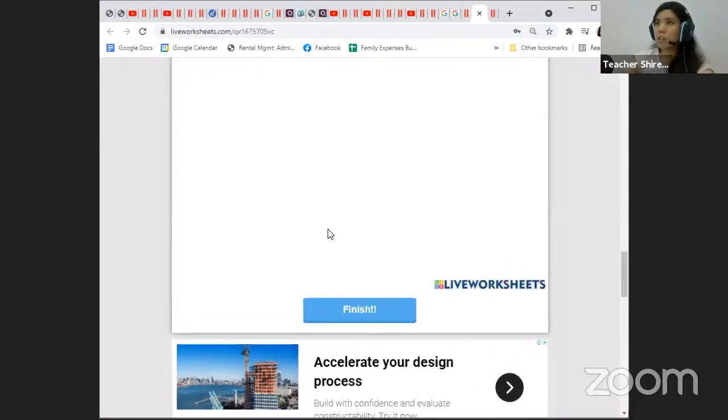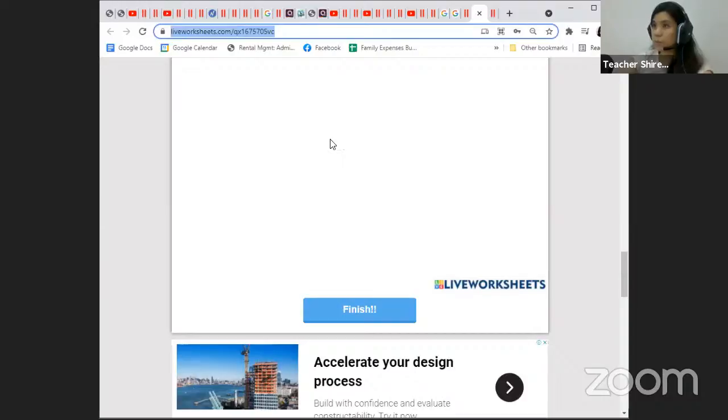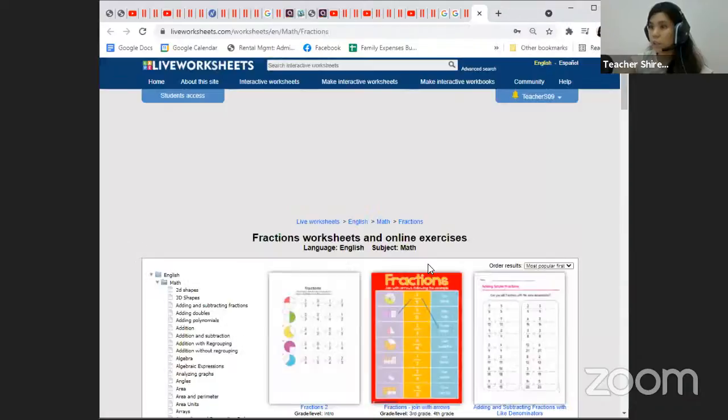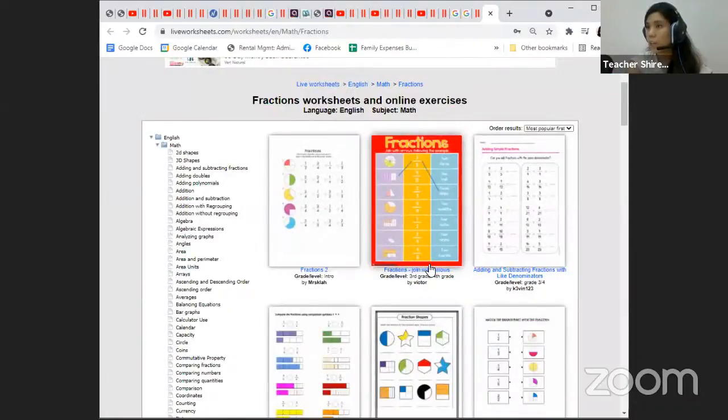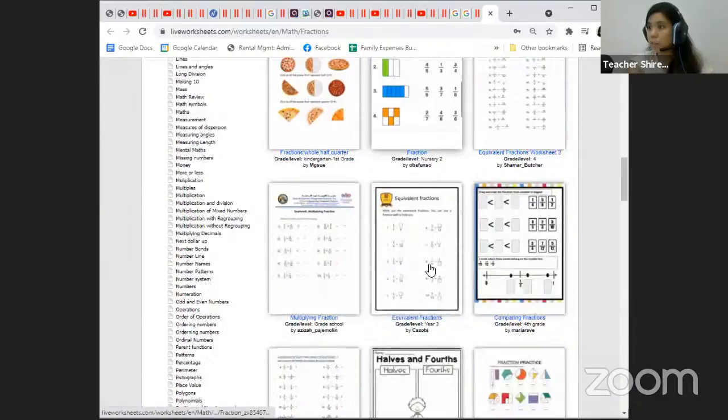Okay. So this will be what you need to do. So you know all the fractions. And then now what we need to do is learn about the improper fraction.